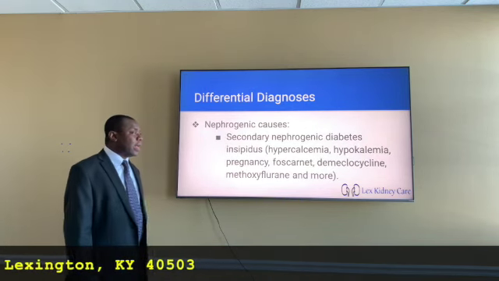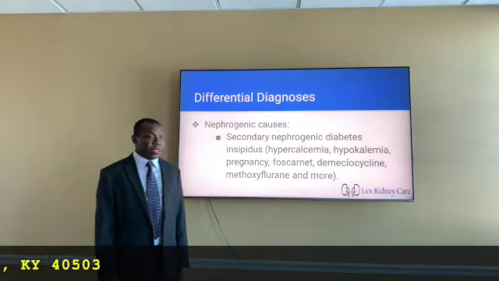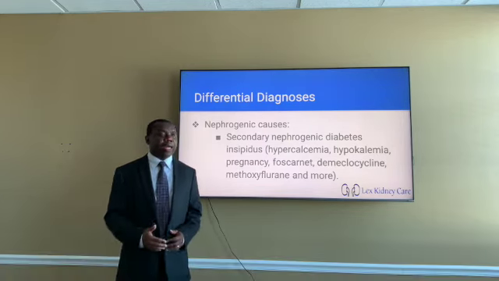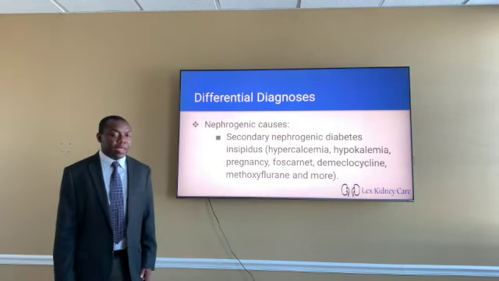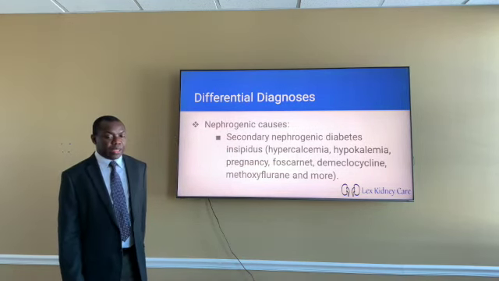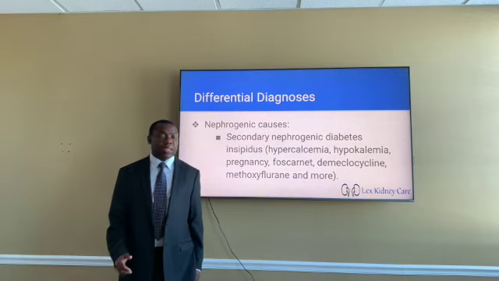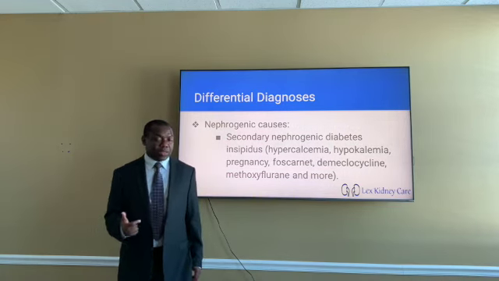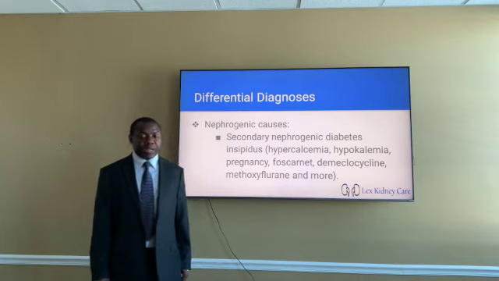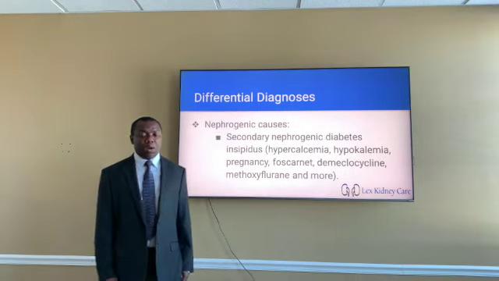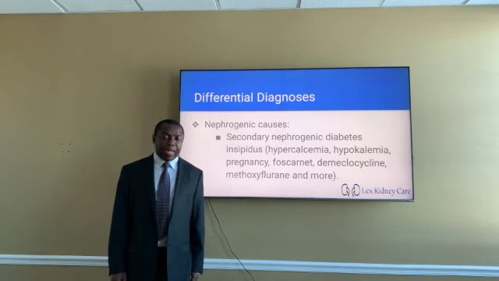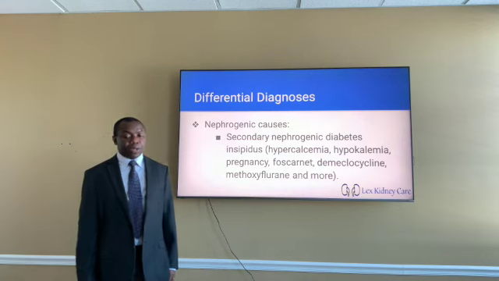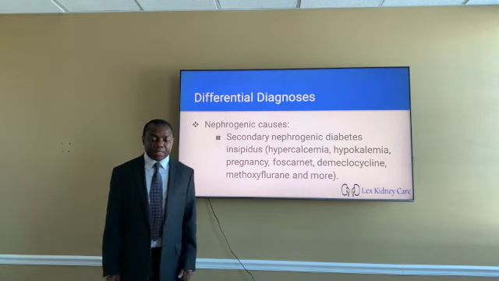Then the other nephrogenic causes are actually secondary causes, because you have a situation that is actually triggering the diabetes insipidus. These secondary nephrogenic causes include situations like high calcium level, low potassium level, sometimes pregnancy, people who are on foscarnet, and then people who are on demeclocycline, and then methoxyflurane and other things as well.